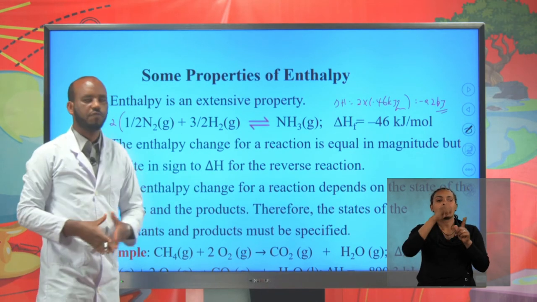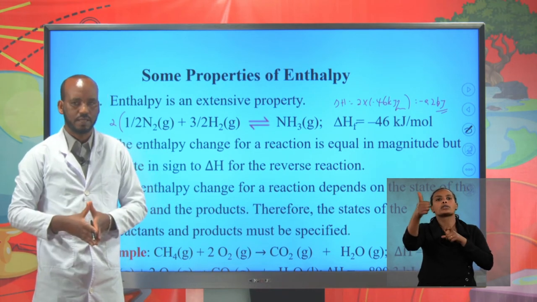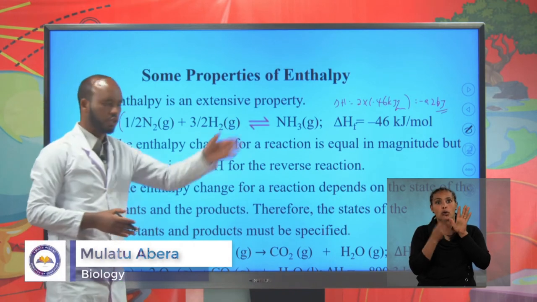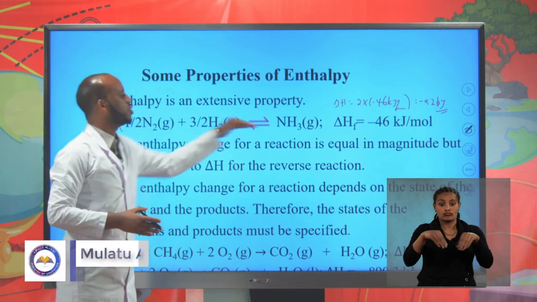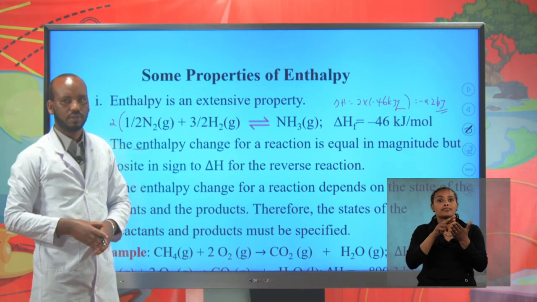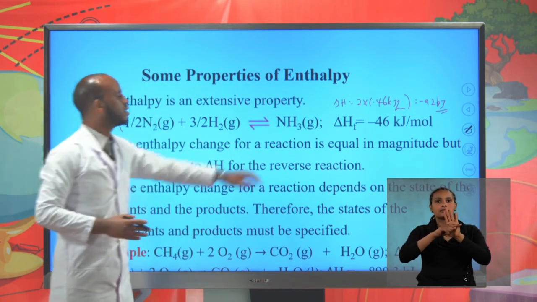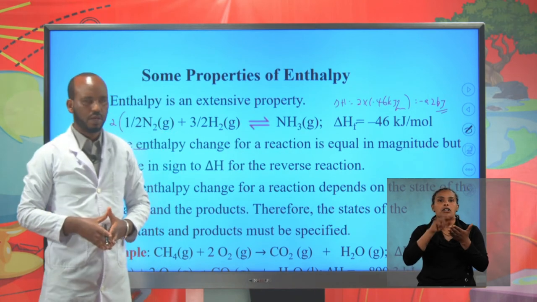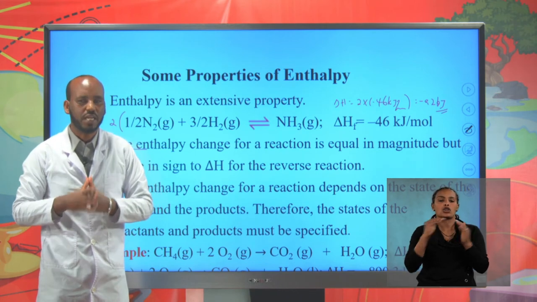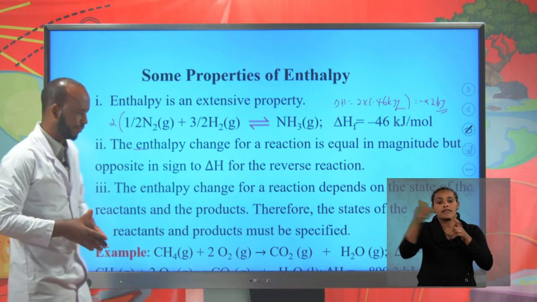2. The enthalpy change for the reaction is equal in magnitude, but opposite in sign if the reaction is reversed. Again, look at this reaction. The forward reaction is exothermic. If you reverse this reaction, then the change in enthalpy is the negative of this. The reverse reaction is endothermic. Therefore, the enthalpy change for the reaction is equal in magnitude but opposite in sign when the reaction is reversed.